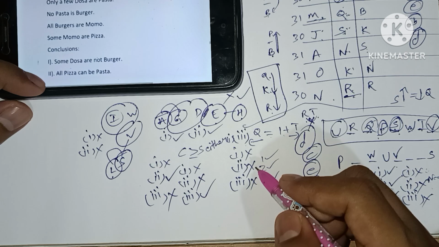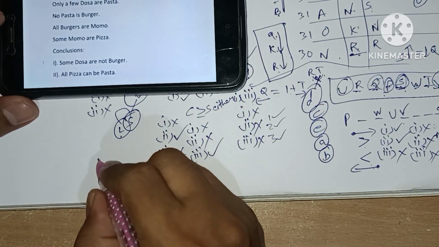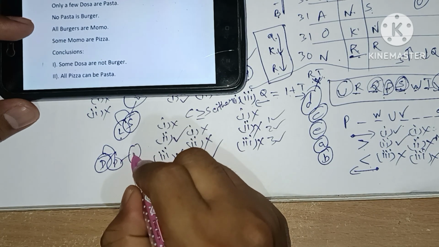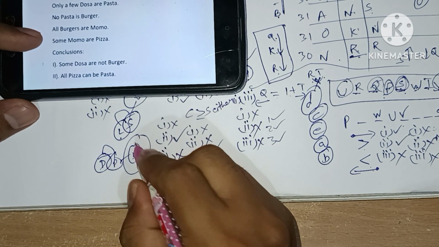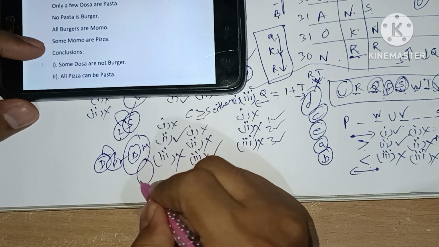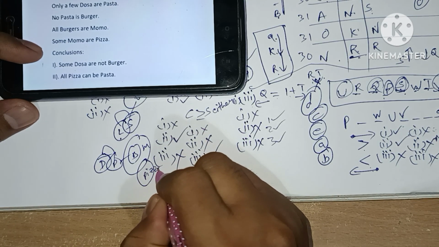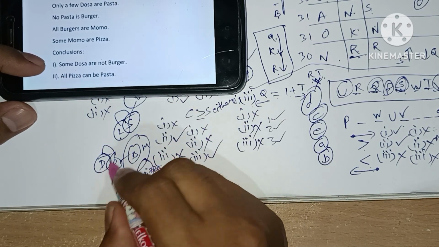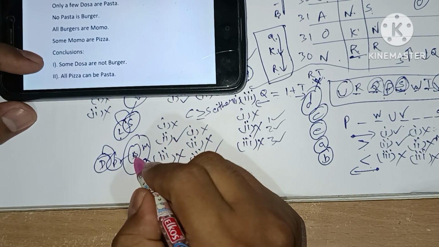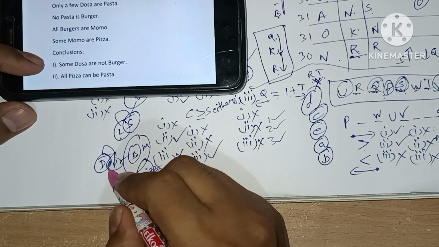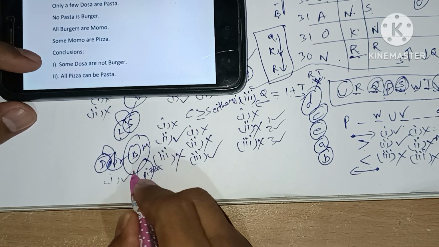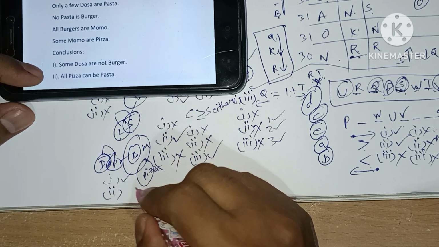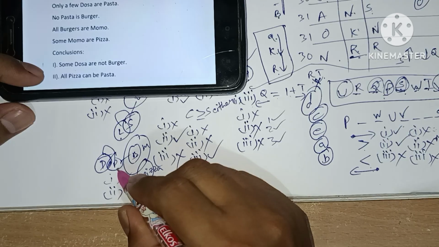Next, third question. Only a few dosa are pasta, no pasta is burger, all burgers are momos, some momos are pizzas. Let's see the conclusions. Some dosa are not burgers, so we check whether all dosa can be placed inside burger. It is not possible because of the sharing of this part. All case fails means the some-not case will be true, so the first conclusion is true. Second conclusion, all pizza can be placed inside pasta. As it is possible, the second conclusion is true.